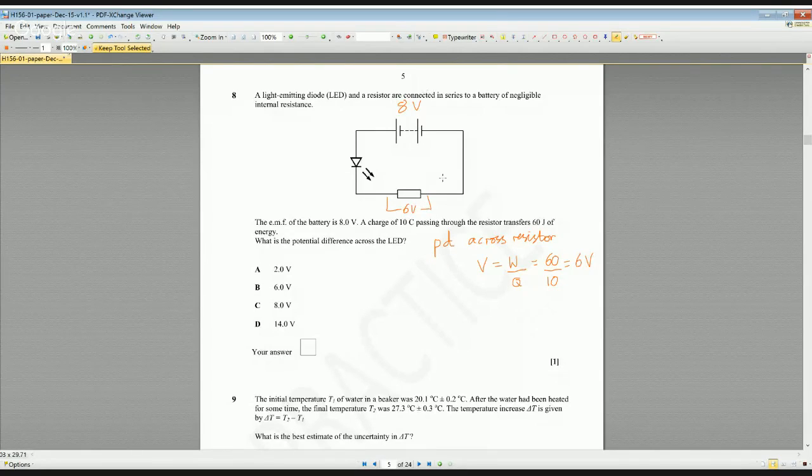So 8 volts is being put into the circuit of EMF. 6 volts is coming out as potential difference across the resistor, which must mean that the remaining 2 volts are being dropped across the LED. So our answer here is A. This is an example of Kirchhoff's second law, where the EMF into the circuit is equal to the sum of the potential differences coming out of that circuit.